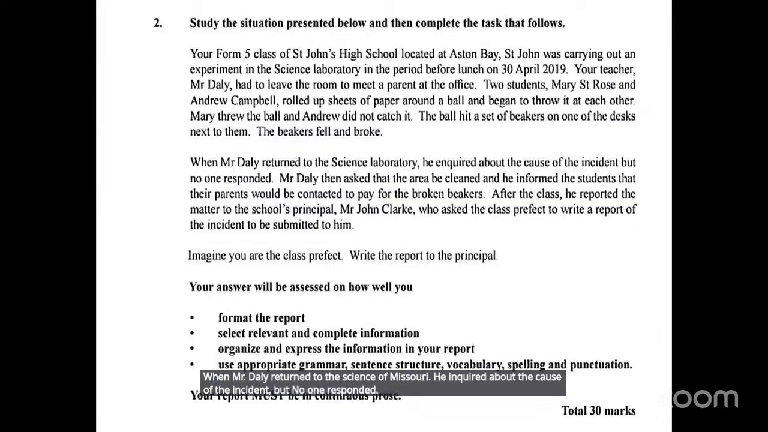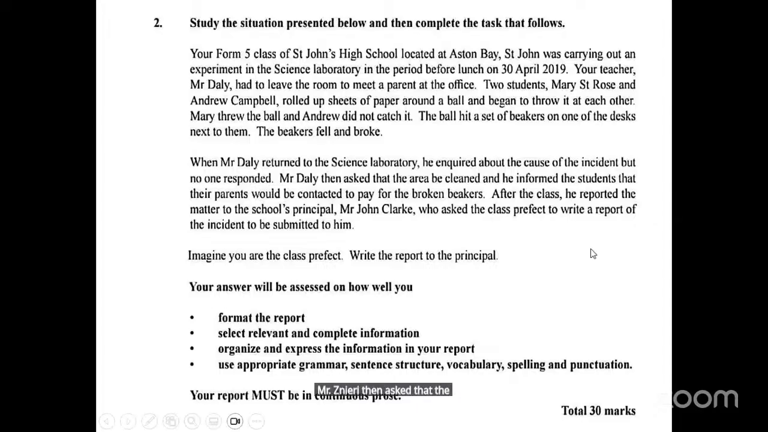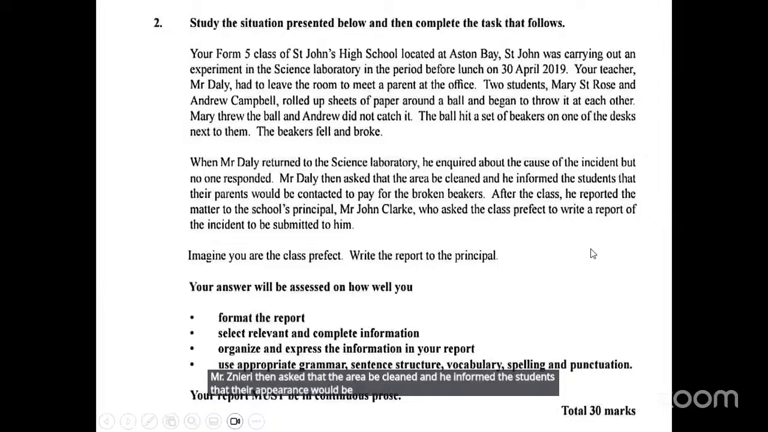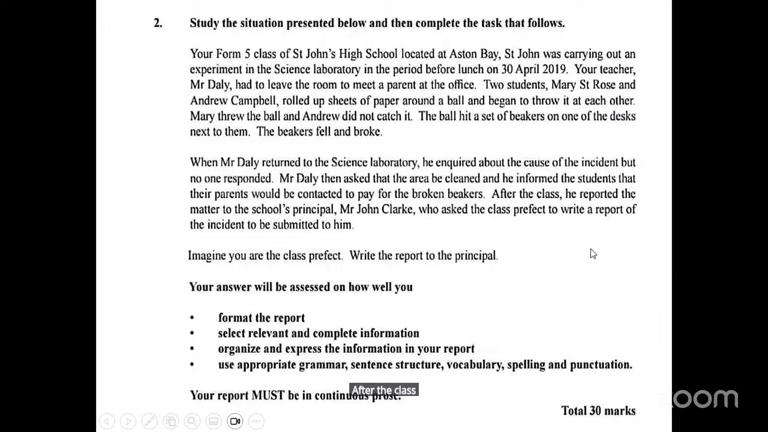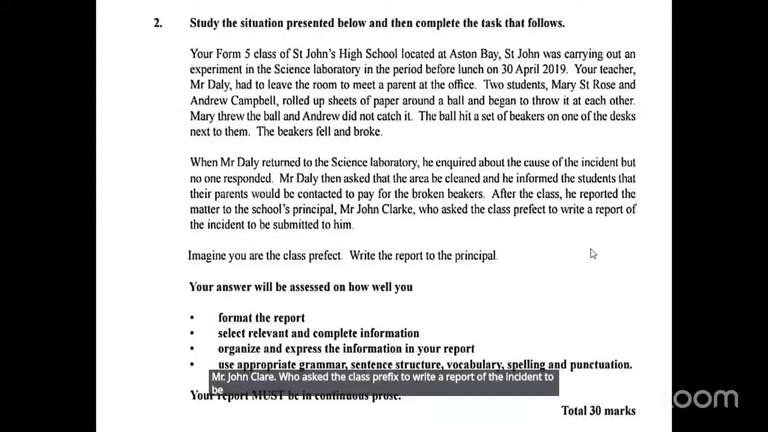Mr. Daly then asked that the area be cleaned, and he informed the students that their parents would be contacted to pay for the broken beakers. After the class, he reported the matter to the school's principal, Mr. John Clark, who asked the class prefect to write a report of the incident to be submitted to him.